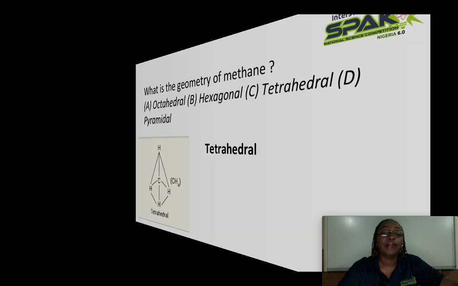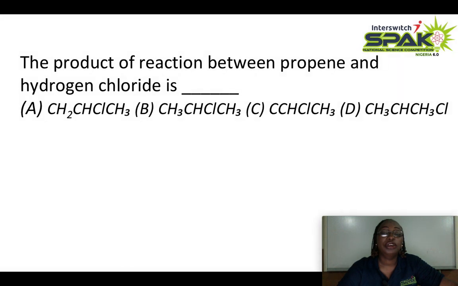The product of reaction between propane and hydrogen chloride is, so I need you to write the reaction. Propane is C3H6 reacting with HCl. What do you think the answer will be before I show you the answer? Okay. The answer is CH3CHClCH3. Yes, that is the answer.